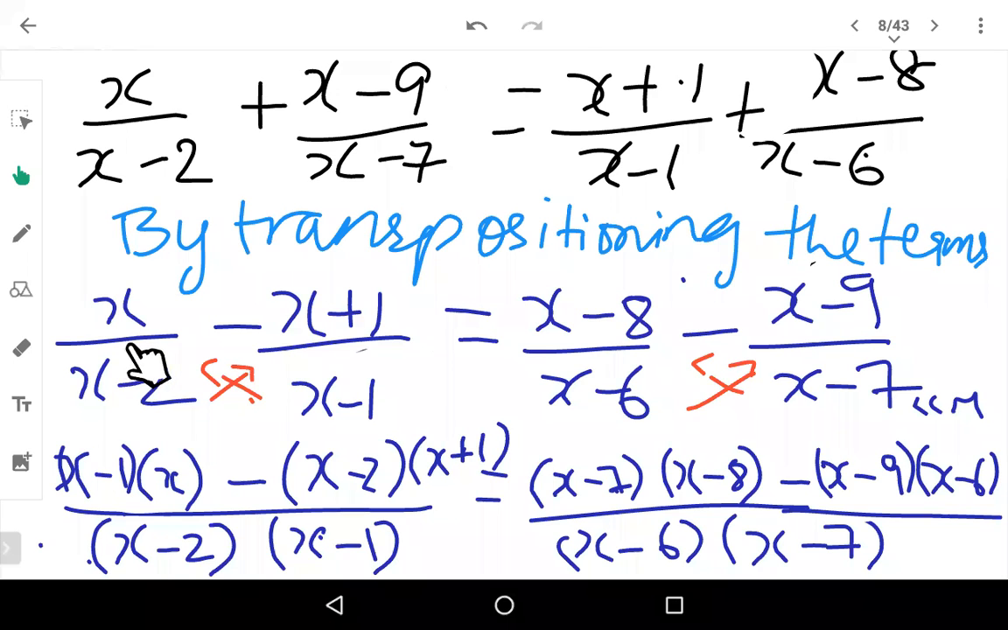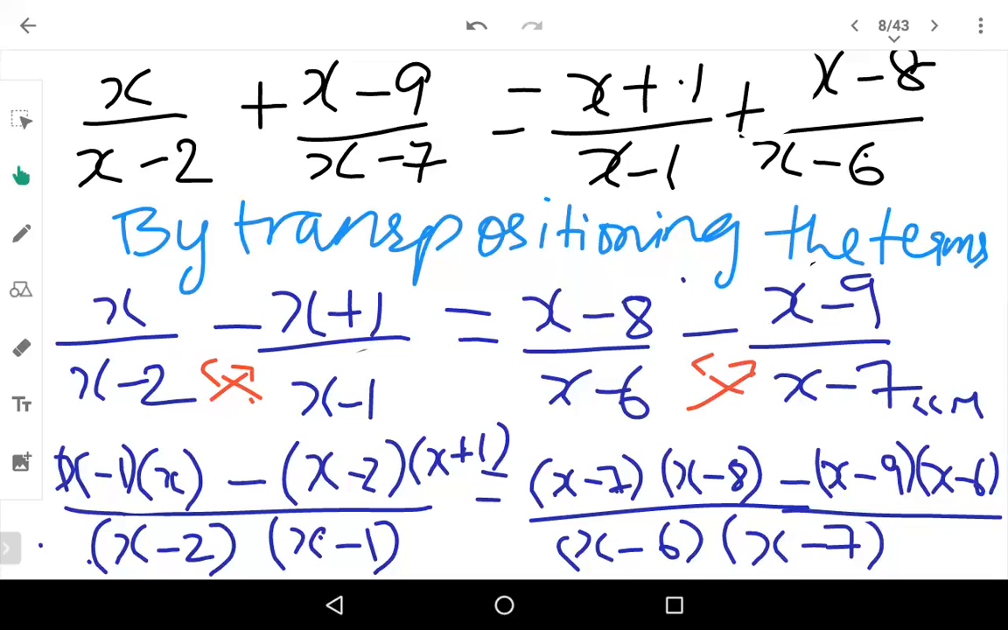So we have changed this x plus 1 by x minus 1 to the left hand side, and x minus 9 by x minus 7 to the left hand side. Okay, so x by x minus 2 minus x plus 1 by x minus 1 is here, and x minus 8 by x minus 6 minus x minus 9 by x minus 7.